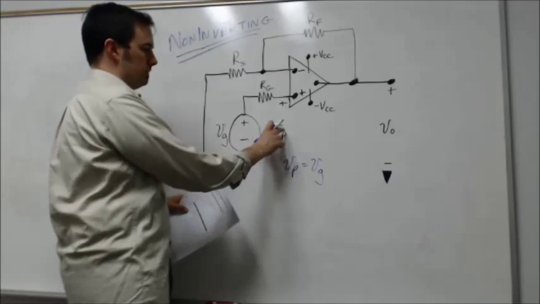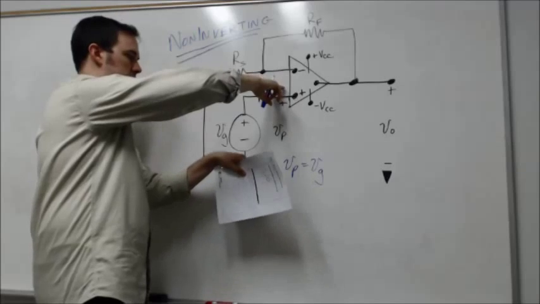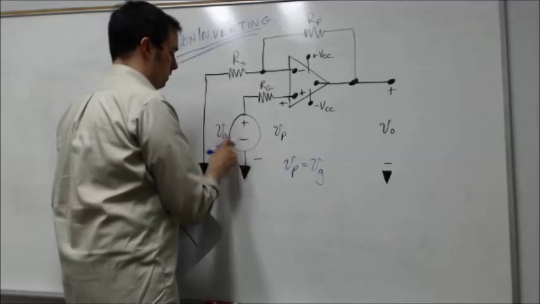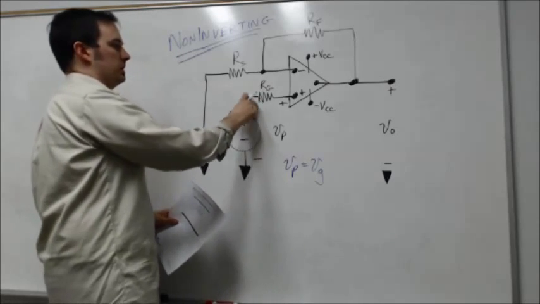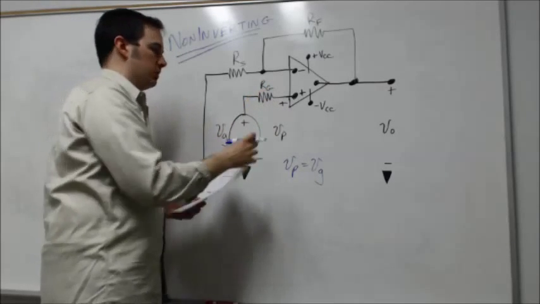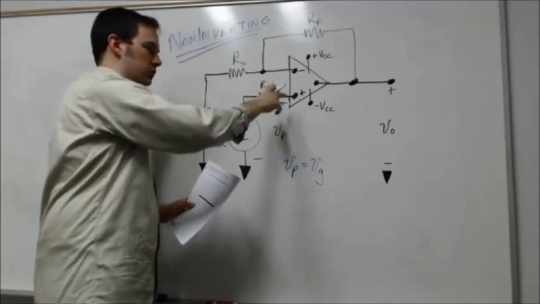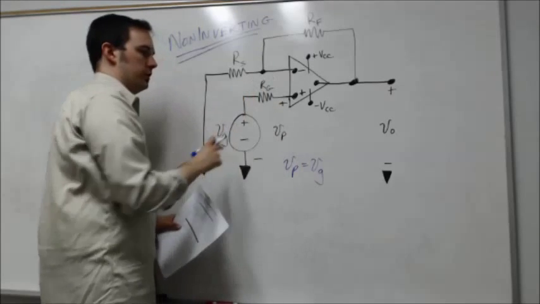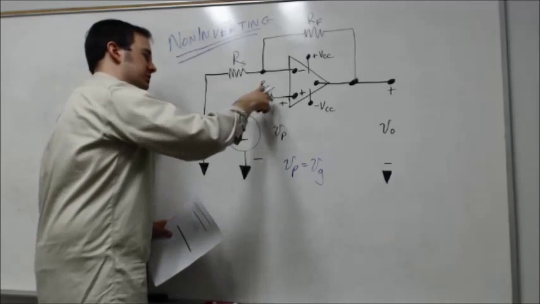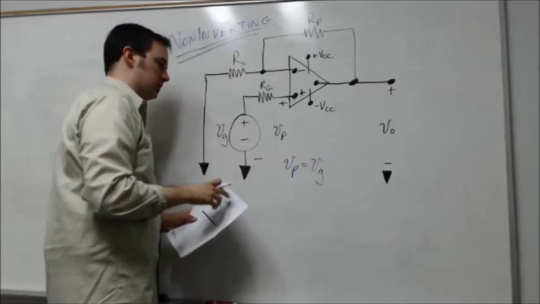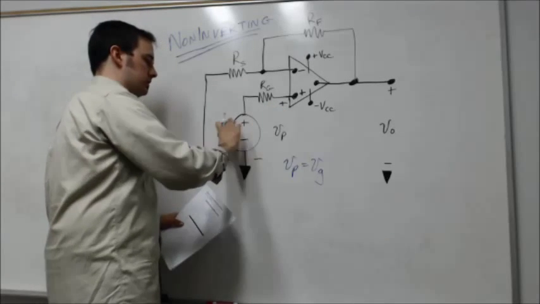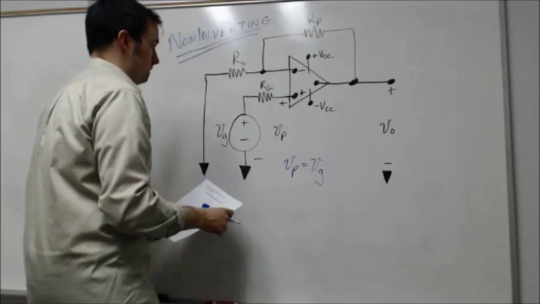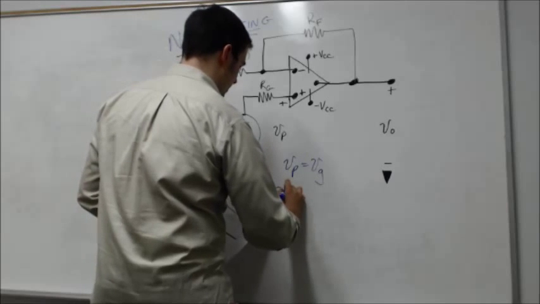And why is that the case? So again, VP would be defined as between these 2 points here and here. But in this case, VP is equivalent to our source VG, because again, that consideration where we said there's no current flowing into the input terminals of the op-amp, and therefore there's no current flow through this resistor RG, therefore there's no voltage drop across that resistor, and therefore VP is going to be equivalent to whatever VG is.